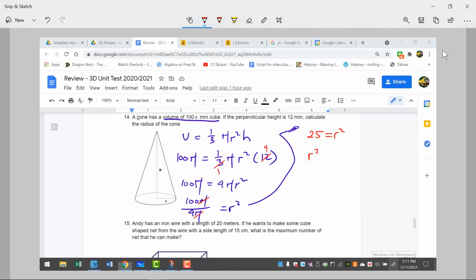If I rewrite that, I can write it down like this. And you know what to do, right? So it's the square root of 25, which is equal to 5. And the unit is millimeters.